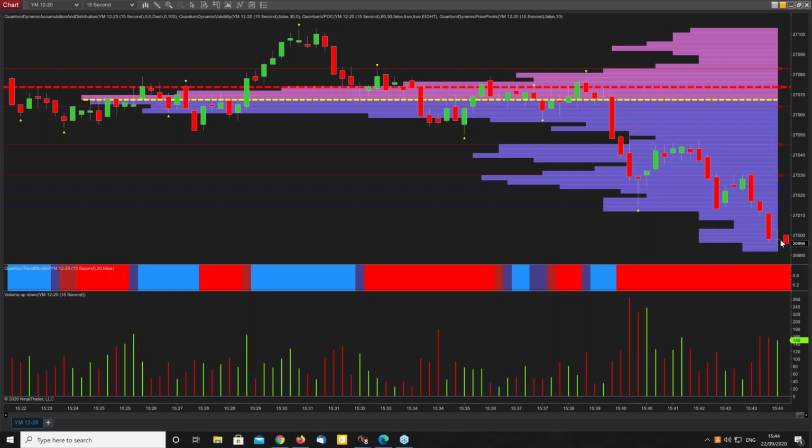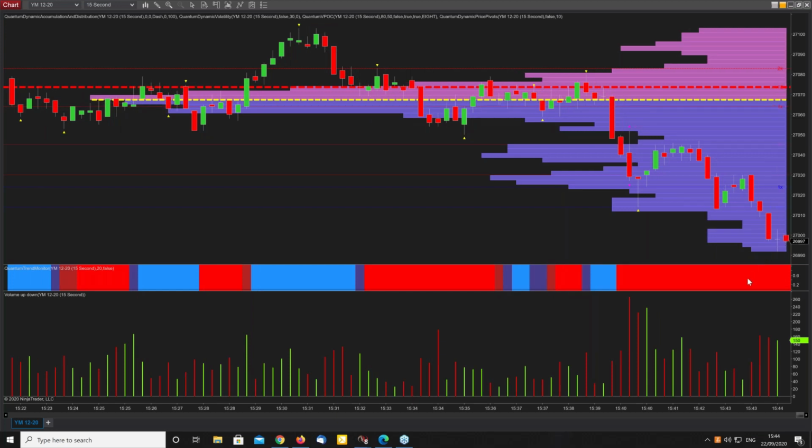Okay, we've got a bit of a doji candle come in there, indecision. VIX is up at 27.7 now.